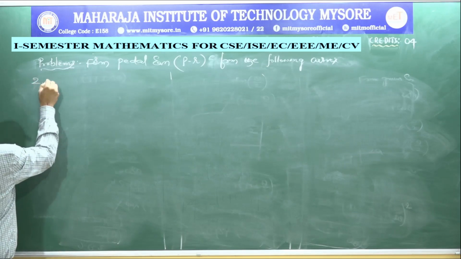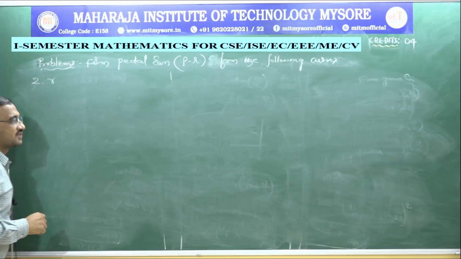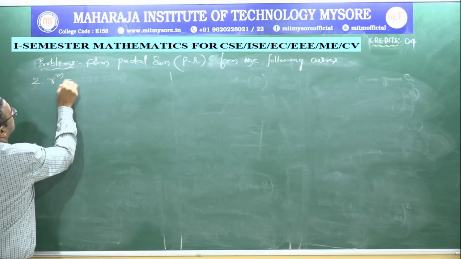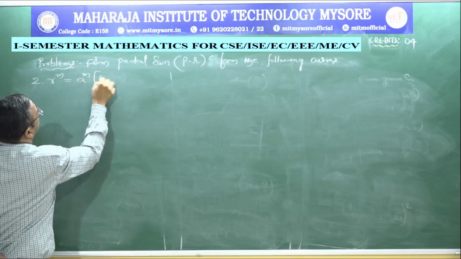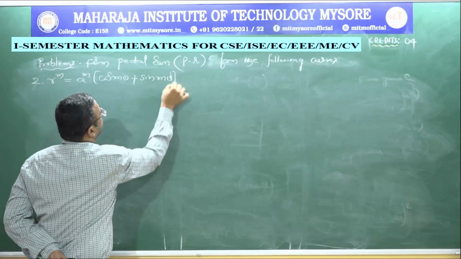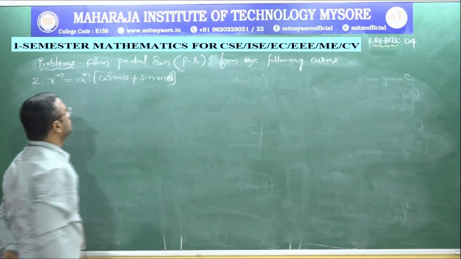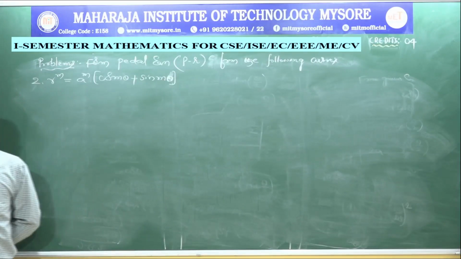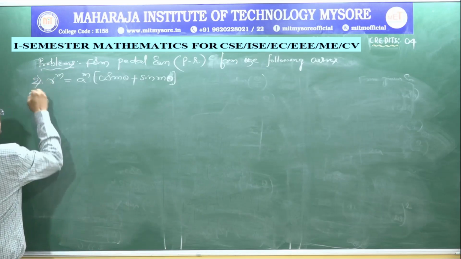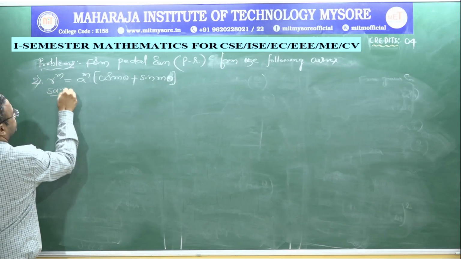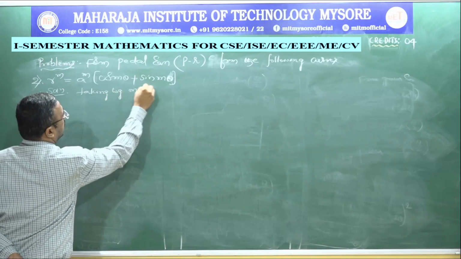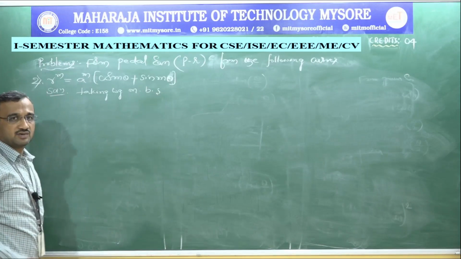The second problem. Same, form the pedal equation, or simply we call it the PR equation, from the following curve: R power m equal to a power m into cos m theta plus sin m theta. Okay. Now as usual, solution. Same, taking log on both sides. First you are taking the log on both sides.